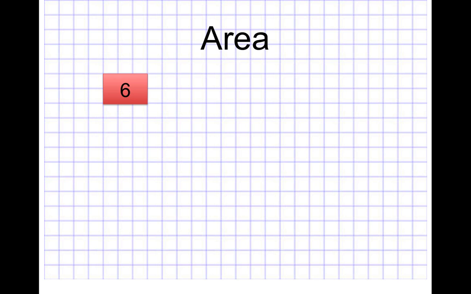So this rectangle, since it covers 6 little squares, has an area of 6. This one has an area of 9. And this one has an area of 12. It covers up 12 little squares.